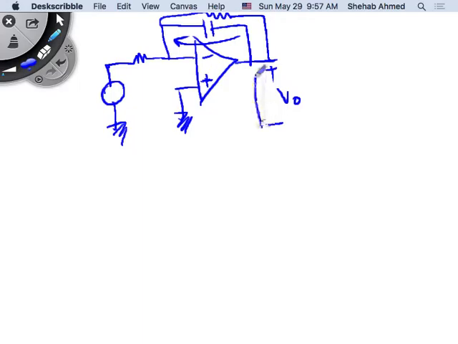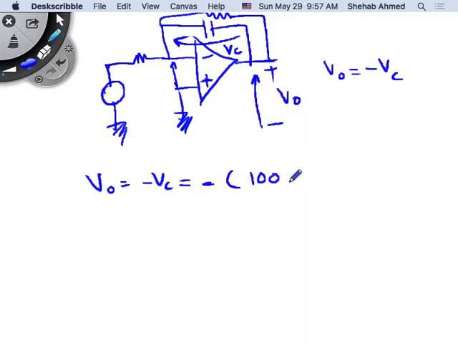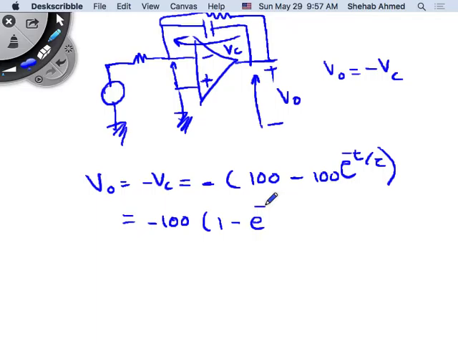So I know that V output plus VC that we derived before is equal to 0. Since I have feedback, the voltage difference between these two nodes is 0, then V output is equal to minus VC. VC was equal to 100 minus 100 e to the minus t over tau. So the output is equal to minus 100 times 1 minus e to the minus t over tau.